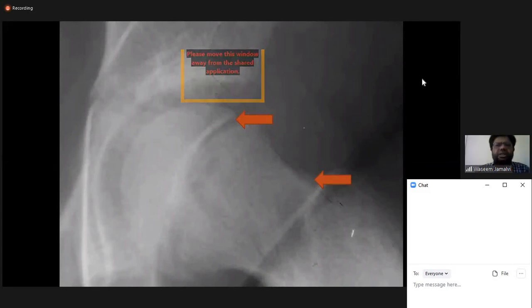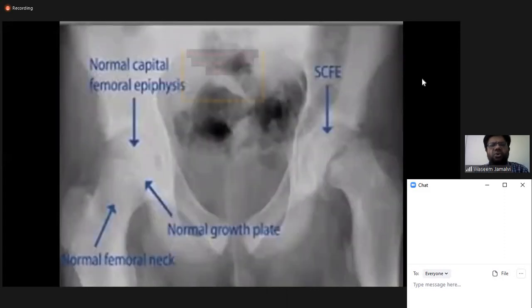It is not very clear in this X-ray, so we leave this X-ray. If we look at this picture, on the left side the growth plate is normal, but look at the right side: that is the slip of the epiphysis, the head is slightly downward, and the neck of the femur is externally rotated to the outer side. So this is the typical X-ray picture of the disease.